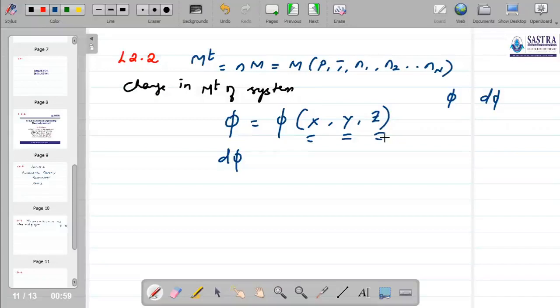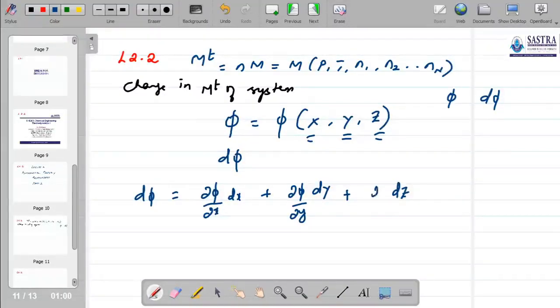That's where you would have studied the total differential concept in mathematics, which says that the total change expected in phi is because of the change in x and how much the change in x has induced a change in the variable, plus the change in y and how much that has caused a change in the variable phi, plus the change in z and how much that has caused a change in the value of this variable.